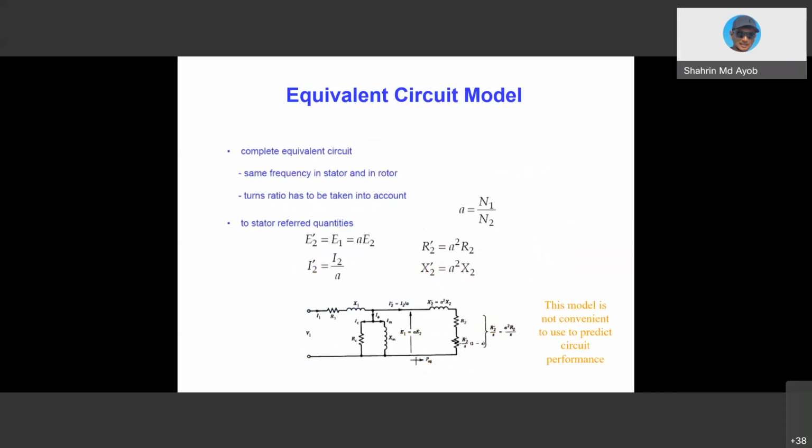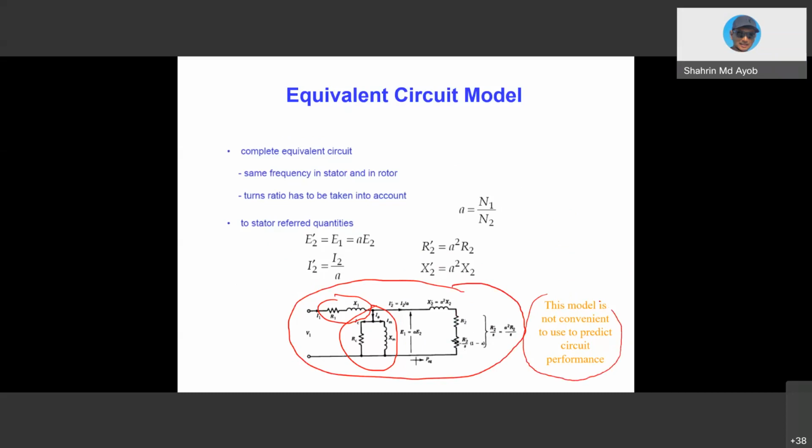So this is the simplified version of the single phase equivalent circuit of the induction motor. We have the stator part, and then we have the core. And right now, as you can see, we transfer all the elements to the rotor side. So I think you need to memorize this. But still, as you can see, this model is not convenient to use to predict the circuit performance. Even though we have transferred the whole rotor side into the stator side, this circuit is still too complex to analyze and predict the performance parameters of the induction motor.